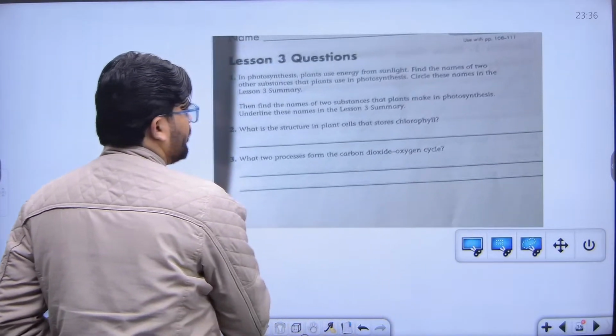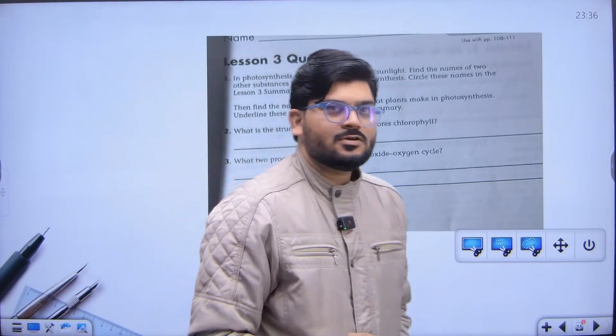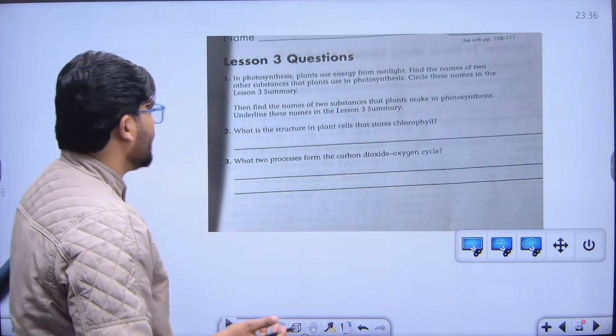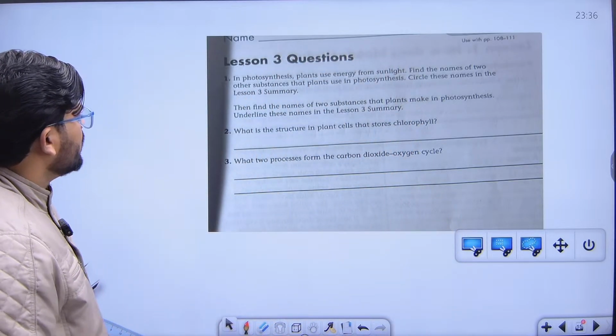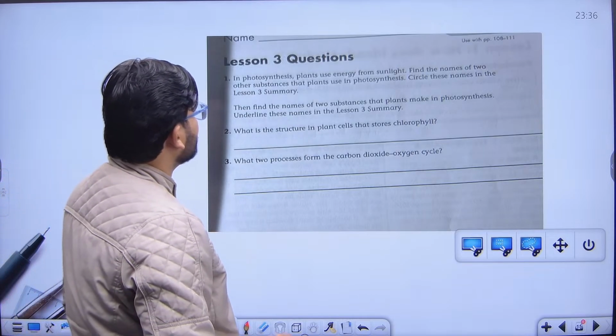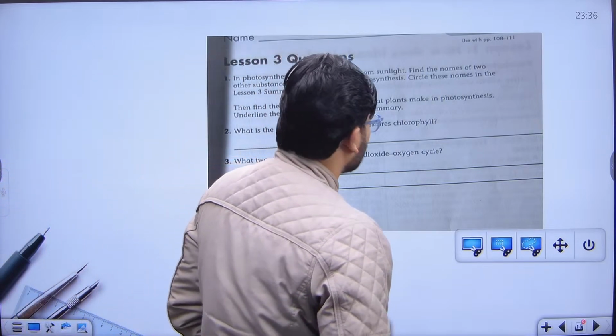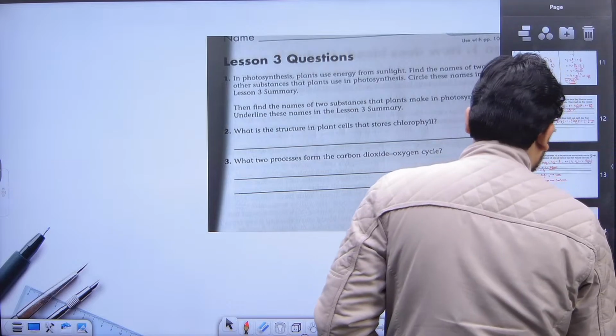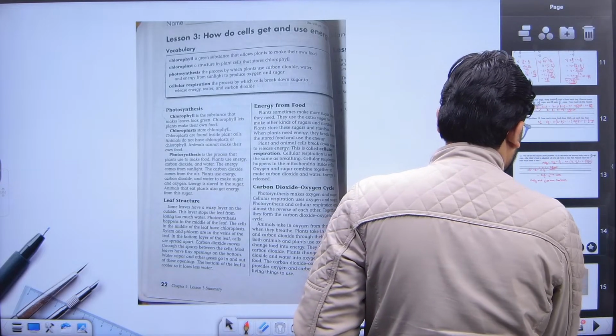No, it is the food, the raw materials from the plants or animals. Either we are drinking milk, or taking something. In photosynthesis, plants use energy from the sunlight. Find the names of the 2 other substances that plants use in photosynthesis. So I will tell you from the book.